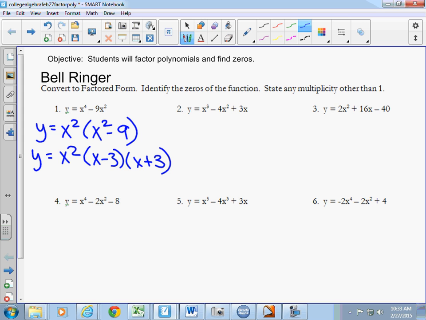Identify the zeros. Well, the zeros are 3, negative 3, and 0. Do any of those have a multiplicity other than 1? Yes. 0 has a multiplicity of 2 because of the square. Any questions about that?